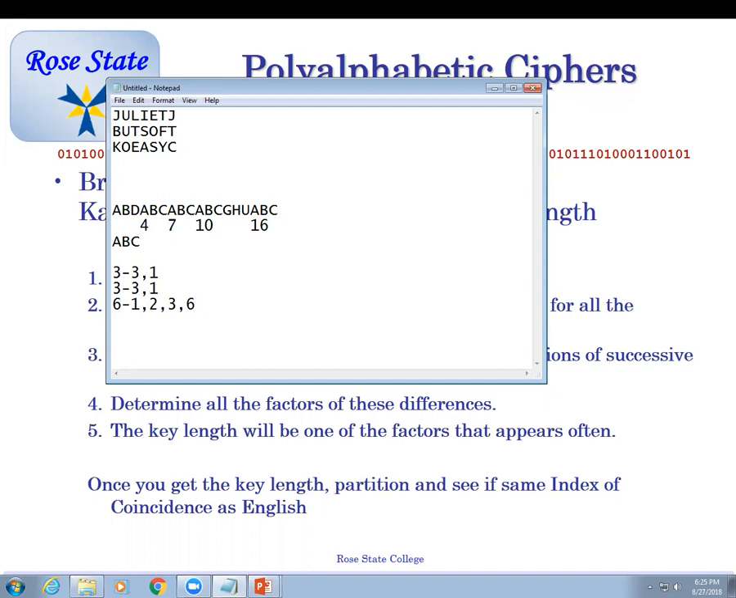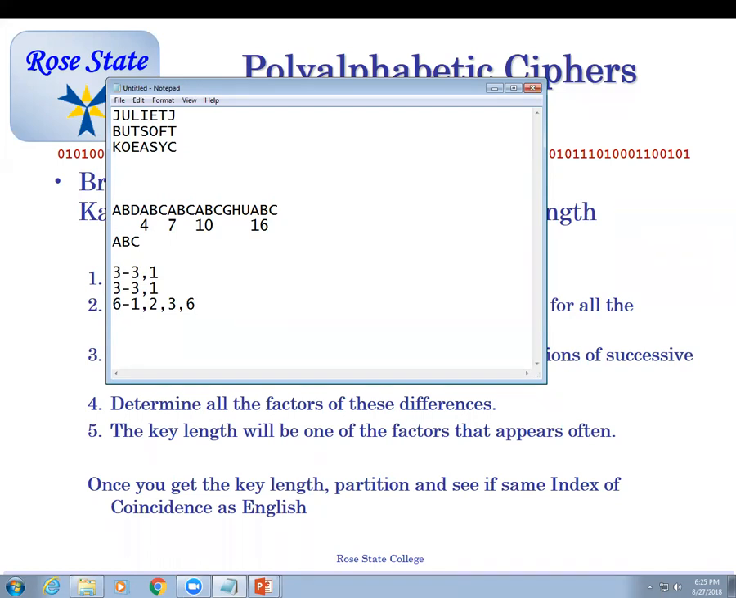1's not the answer. If it was 1, it would be a substitute. It would be a monoalphabetic cipher. So what's the other common factor? 3. Guess what our key happens to be? A, B, C. Boom, we solved the answer. Okay? See how we did that?